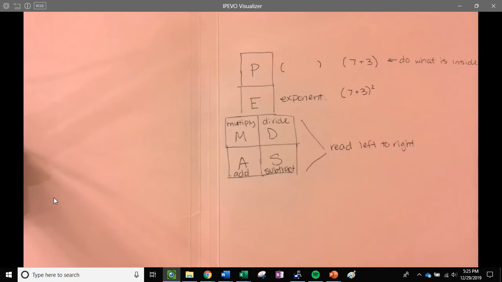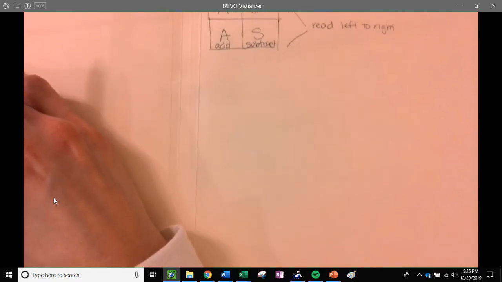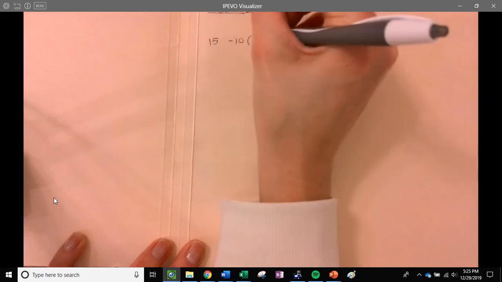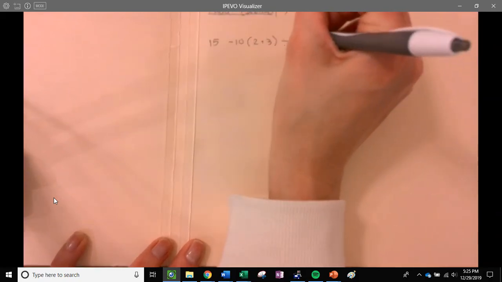So let's go ahead and look at some examples because I think that will make this whole idea a little bit more clear. I'm going to give us a little more room on our folder. You've got your notes that you just filled in, so you don't need to see these. So we're going to work the problem that is on your notes: 15 minus 10 times 2 plus 3 divided by 5.